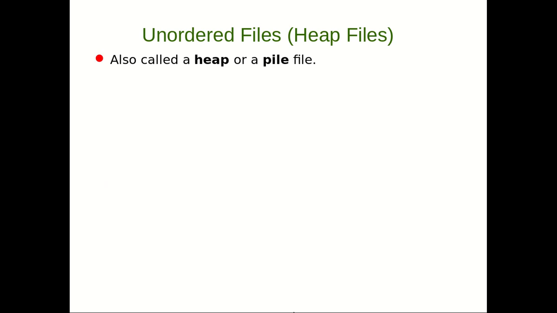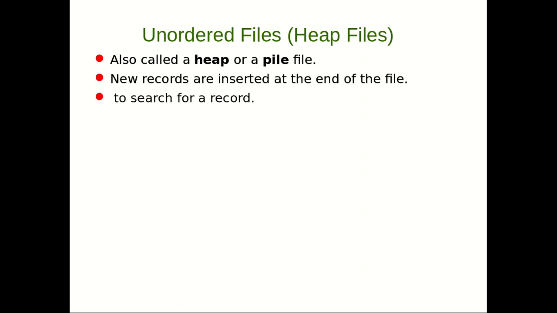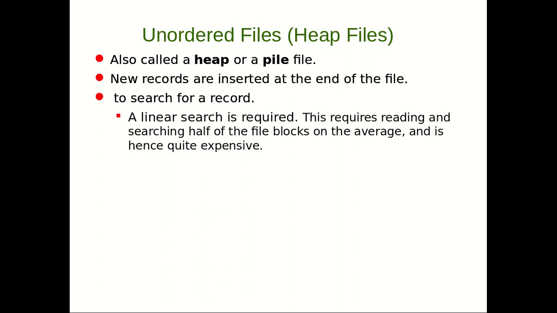In heap file organization, also known as a heap or pile file, new records are inserted at the end of the file. A file contains a number of records, and we are dealing with how the records are inserted, deleted, etc. To search for a record requires a linear search, because as and when a record comes, it is appended to the end. That means it is not an ordered file. So to search for a record with a key value, it has to be a complete linear search. It is quite expensive.